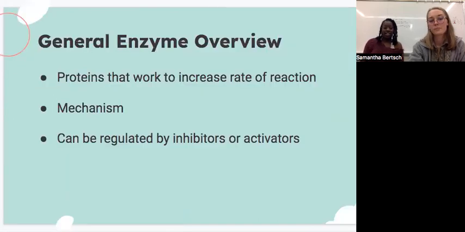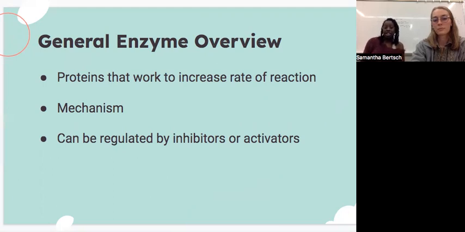Now we're going to go ahead and go into our general enzyme overview. Enzymes are proteins that speed up the rate of reaction in the conversion of substrate to product. In speeding up the rate of reaction, the enzyme decreases the activation energy needed to carry out the reaction. The process works by the enzyme binding to the substrate at the active site. The active site normally follows the induced fit model, which shows the enzyme conforming to the shape of the substrate. Once the substrate is bound, it is converted to product and is released.